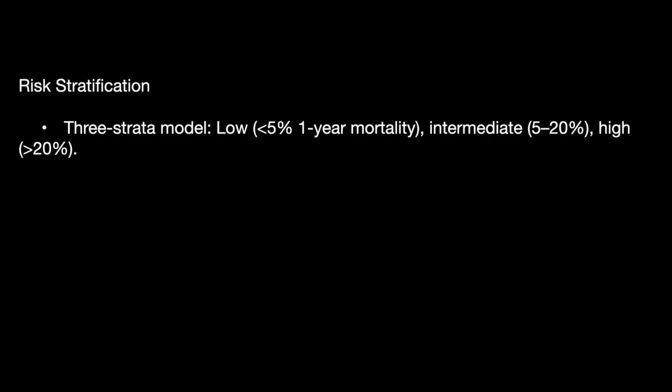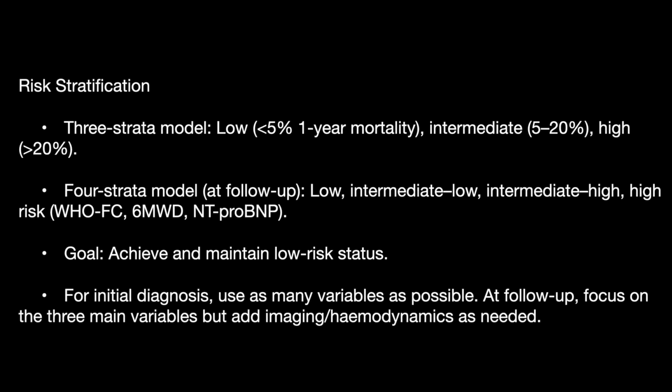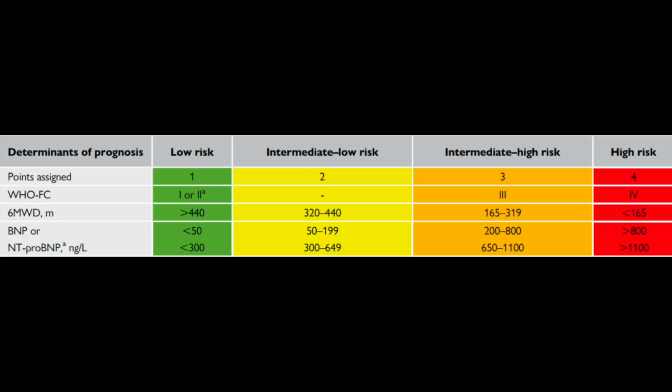Now this risk stratification, the 3-strata model, as I have described, then you also have a 4-strata model where you have the intermediate low and intermediate high. So the goal is to achieve and maintain the low risk status. For initial diagnosis, use as many variables as possible. However, at follow-up, focus on 3 main variables, but add an imaging and hemodynamic if possible. So this is the 4-stage classification. You can see the details of this.